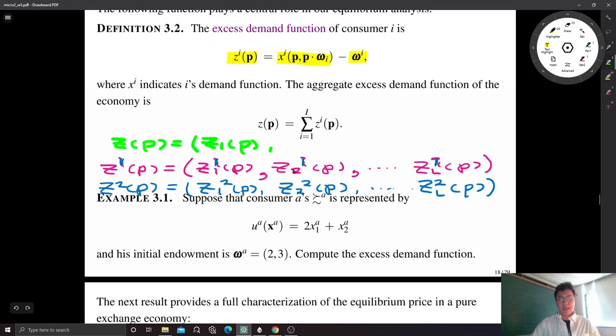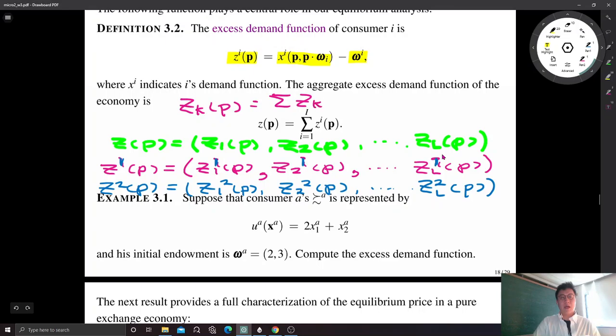And the sum of the second components, Z21 plus Z22. Let me call this Z2 of P, the aggregate excess demand function of good 2, and so on, and etc. So ZL of P. Okay? So for each commodity k, Z sub k of P is the summation of Z sub k i of P, where i goes from 1 to I. Okay? So that is a summation of each individual's excess demand function for good k. So it tells us the aggregate excess demand for good k.